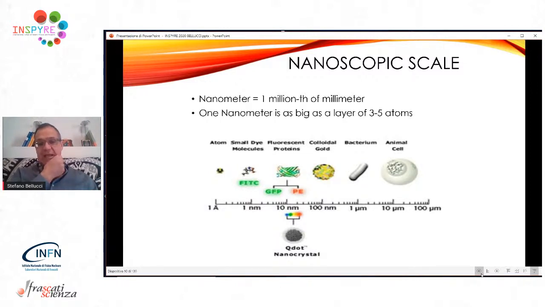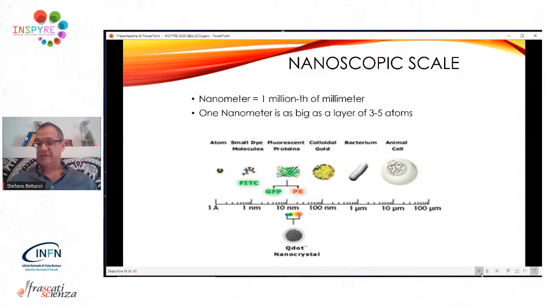Here you see a scale that ranges from the atom on the angstrom scale. Ten times larger, you get to small dye molecules, about 1 nanometer. And then you go higher and higher and meet different systems, physical or biological systems like proteins. And then you get to a bacterium. A bacterium is about 1 micron, and animal cells are about 10 microns.